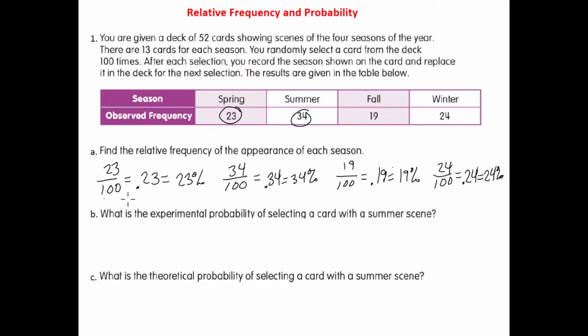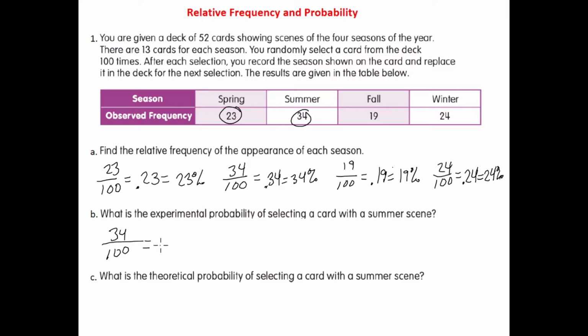So once we have our relative frequencies shown, we could use the observed frequency numbers and our relative frequency to look at our experimental probability. And in experimental probability, this is the number of times something occurred, or our favorable event occurred, over total times the experiment was run. So in this case, the experiment was done 100 times, and the question says, what is the experimental probability of selecting a card with a summer scene? We see that that was 34 out of 100.